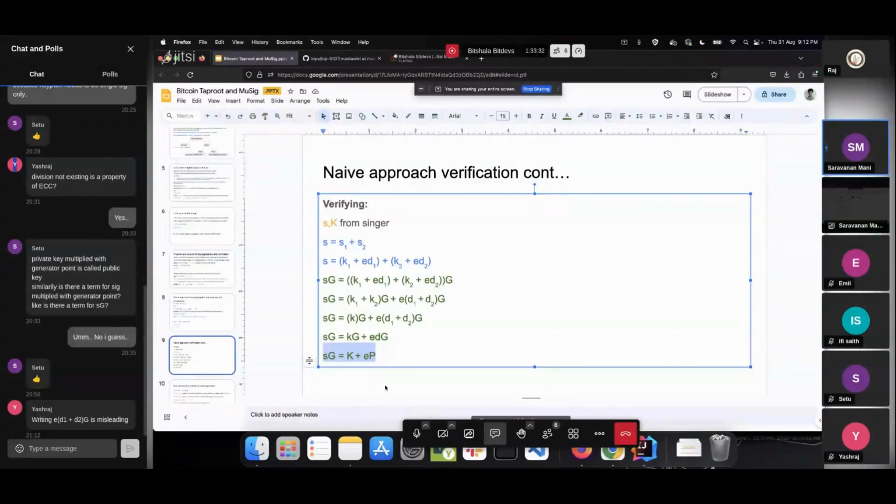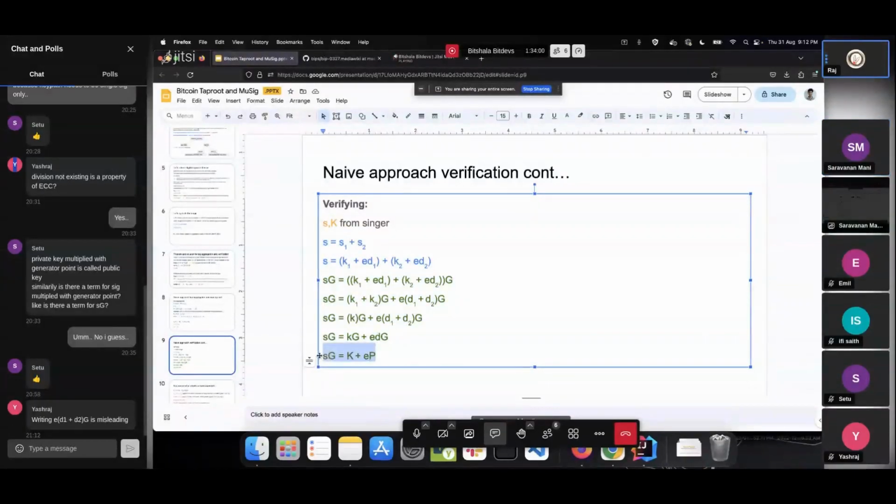So the verifier, as Araj mentioned, will simply do this operation. He will multiply S with G, and on the other side K plus E into P. That's it, because he knows the aggregated public key and the aggregated K provided by the signers. So the Bitcoin nodes only use this information to verify the signature.